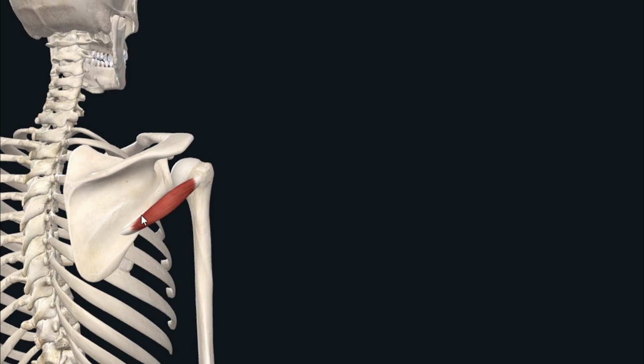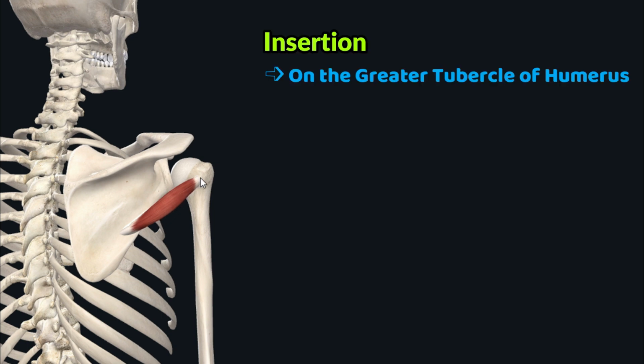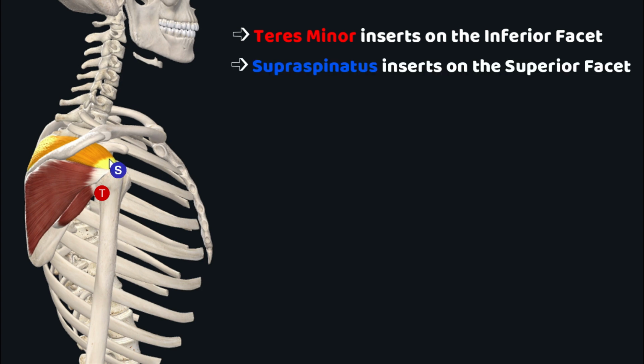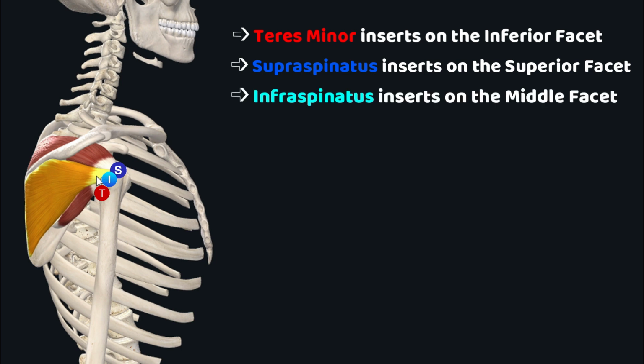From its origin on the lateral border of the scapula, the teres minor travels superolaterally to insert on the greater tubercle of the humerus, and the teres minor inserts on the inferior facet of the greater tubercle. The supraspinatus inserts on the superior facet, while the infraspinatus inserts on the middle facet of the greater tubercle.